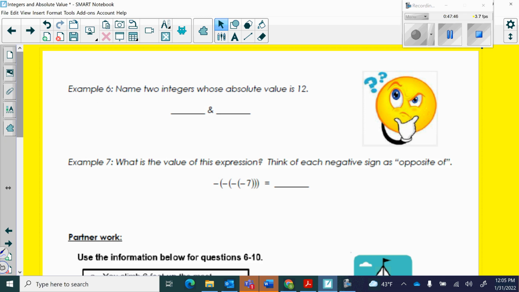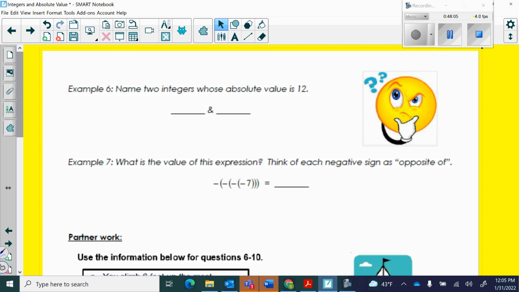Okay, guys, let's go to the next page. It should have the little smiley face on it. Guys, please quiet back down. The little thinking face, not smiley face.